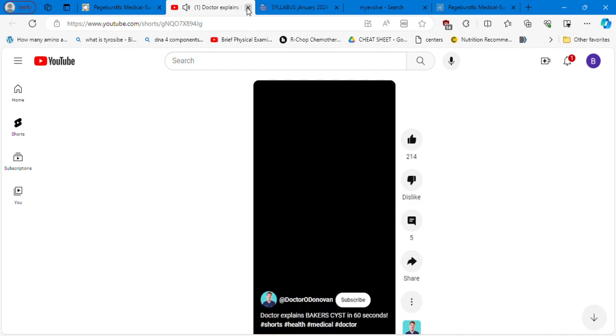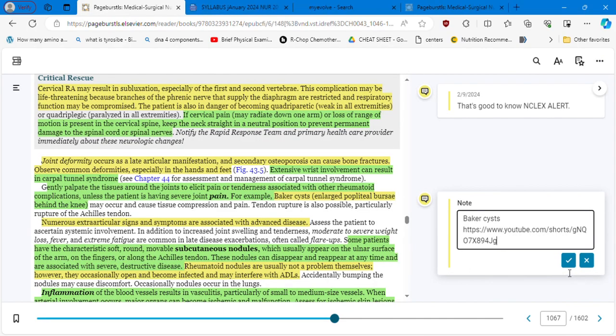So that was Baker's cyst. Okay. So numerous extra-articular signs and symptoms are associated with advanced disease. So Baker's cyst could be one of them.